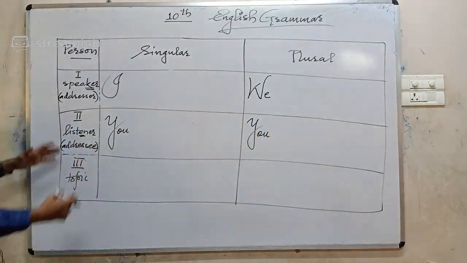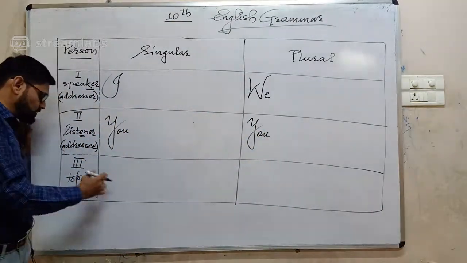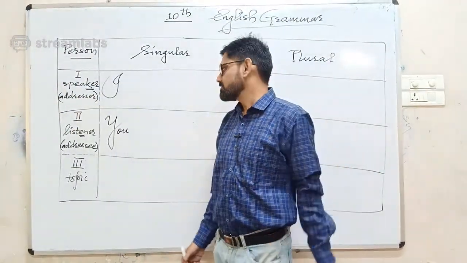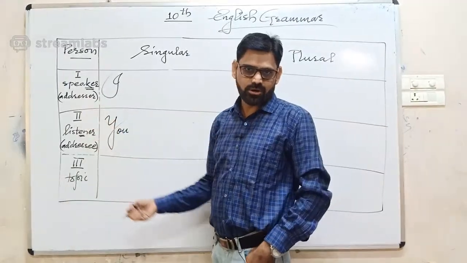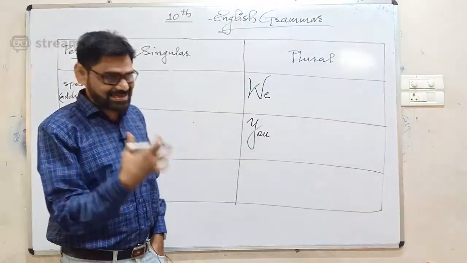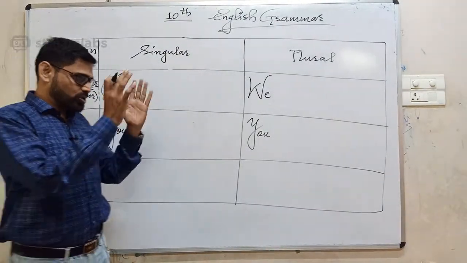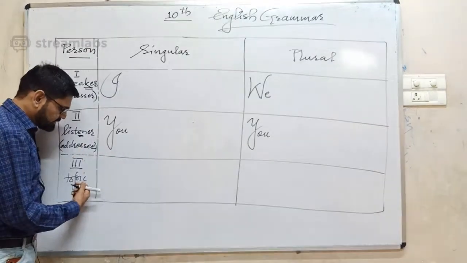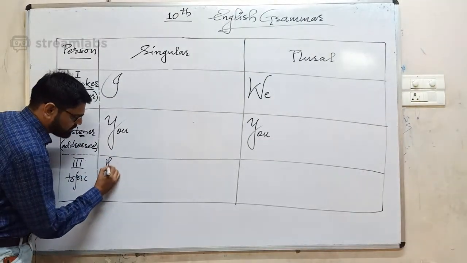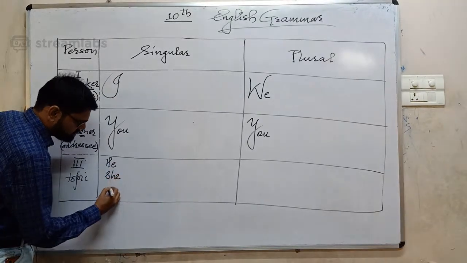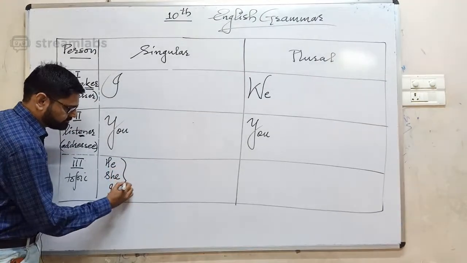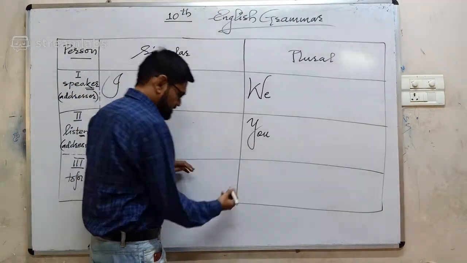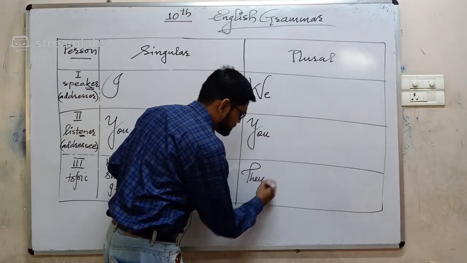When we come to third person, that is topic. There is no other word for this. Topic is one who is neither an addresser nor an addressee, but it is something or someone about whom we are talking or we are writing. That is topic, third person. There are three: he, she, it. Depends on gender, masculine gender, feminine, and the other, that is neuter gender.